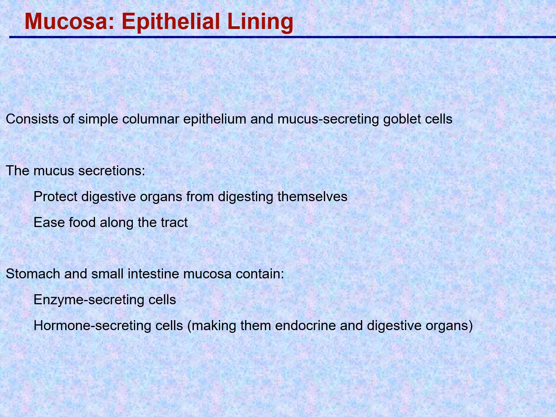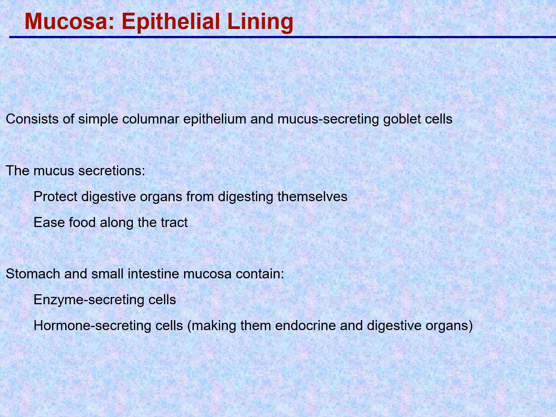And there are also interspersed between those cells a type of cell called a goblet cell, which is specialized in the secretion of mucus. So we have a simple columnar epithelium with mucus secreting goblet cells, and therefore it's called a mucous epithelial mucosa sometimes. Mucus secretions help protect the digestive organs from digesting themselves.